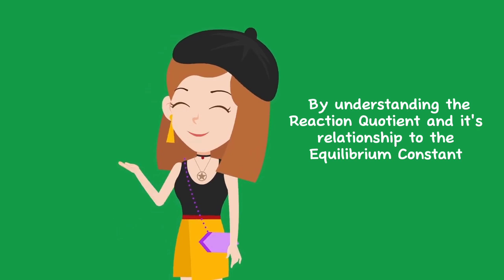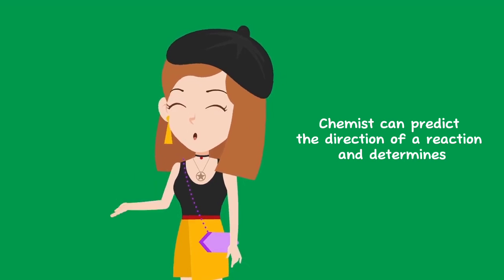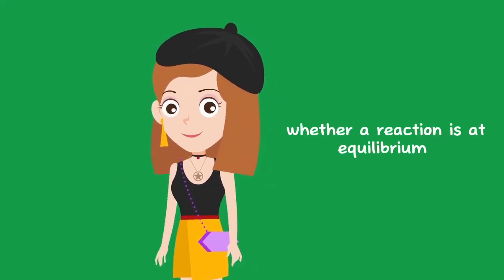By understanding the reaction quotient and its relationship to the equilibrium constant, chemists can predict the direction of a reaction and determine whether a reaction is at equilibrium.